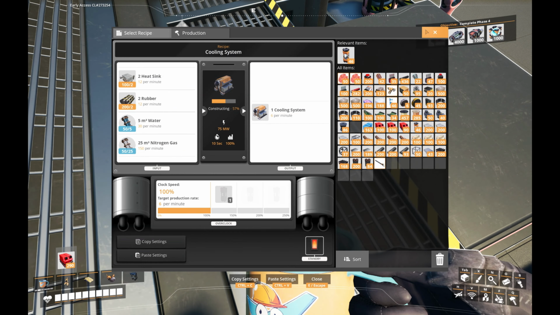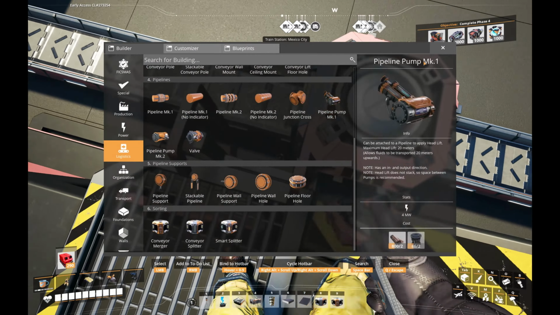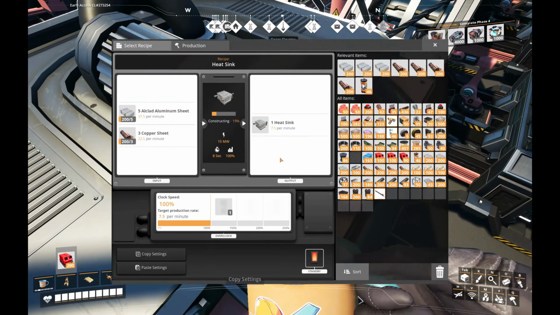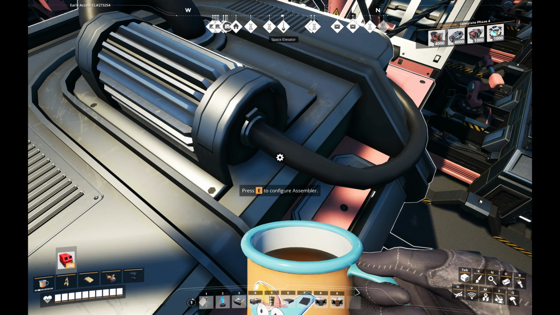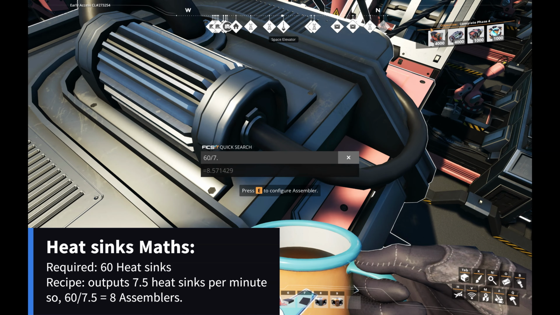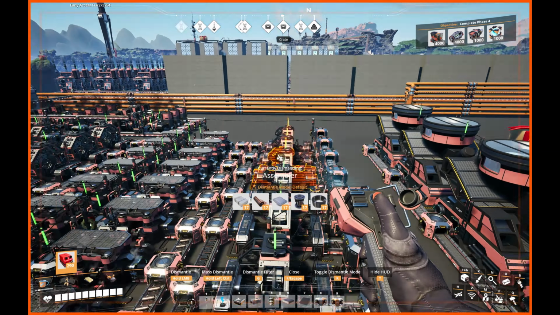As I mentioned at the start, I have planned to make 30 cooling systems per minute, and the recipe takes 12 per minute. In total we have 5 blenders, so we need 60 heat sinks. The heat sink recipe outputs 7.5 per minute. So, 60 divided by 7.5 equals 8. In total, we need 8 assemblers to make heat sinks.